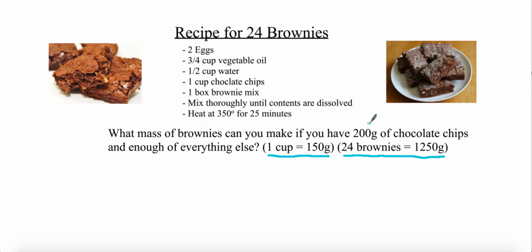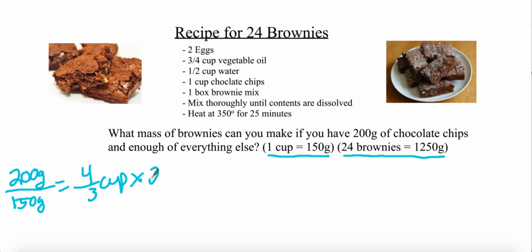So if I have 200 grams of chocolate chips, let me find out how many brownies I can make. If I've got 200 grams of chocolate chips, and I know that 1 cup is 150 grams, that's basically 4/3 of a cup. And because that 1 cup makes 24 brownies, multiplying that by 24, I can make 32 brownies. Awesome. So my 200 grams of chocolate chips, assuming that I have plenty of all the other ingredients, I can make 32 brownies.